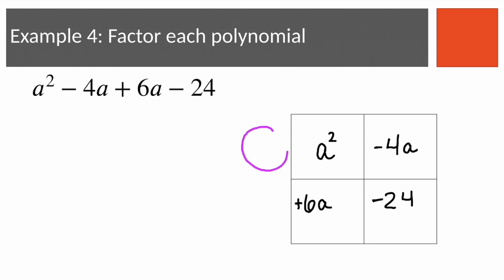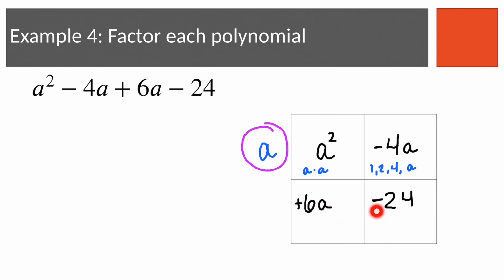Now to find this square, we are going to list out our greatest common factor between a squared and negative 4a. So the factors that make up a squared are a times a, and the factors that make up 4 are 1, 2, 4, and then we need 1a because it's a to the power of 1. So now looking at these two lists, we can see that our greatest common factor is just a. So we're going to pull a out there.